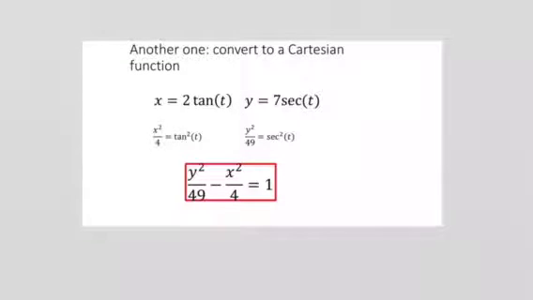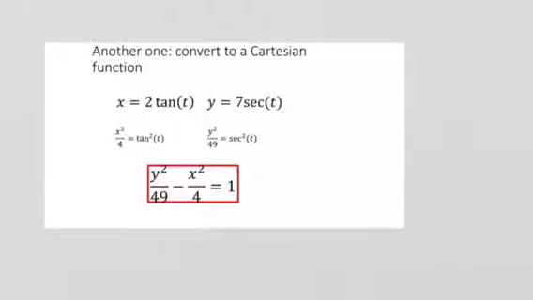So we get that y squared, we square both sides and then divide the 49, divide the 4 over. And then we need to combine these. Remember that our Pythagorean trig identity is secant squared minus tangent squared equals 1. So secant's always going to come first. So in this case, secant squared is y squared over 49, so that goes here, minus tangent squared equals 1. Okay? So now let's think about how to sketch this.